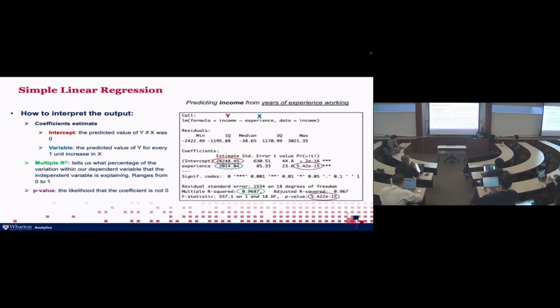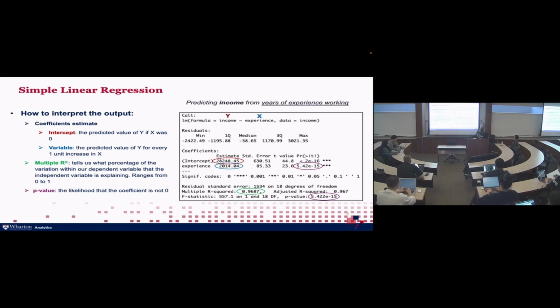So how would we interpret this? For every 1 year increase of experience that an individual has, their income is expected to increase from the intercept value by $2,014. So you would add these two together for every 1 unit increase. If you want to know the predicted value of someone who's been in the workforce for 3 years, times the coefficient by 3, add it to the intercept, and that's your predicted value.